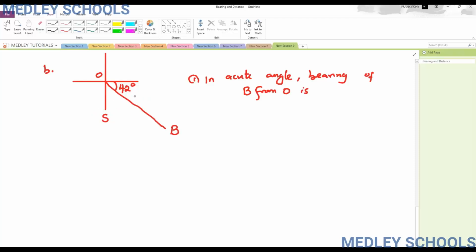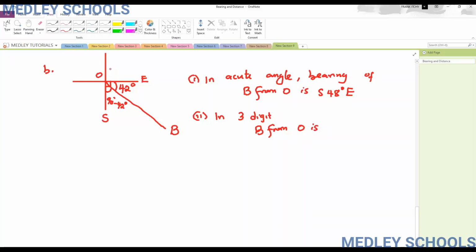Since this is south, this is east, but what we need is this, and we are given this place to be 42 degree. Now remember that this quadrant is equal to 90. That means this place is 90 degree minus 42 degree, and when you subtract 42 from 90, we have 48. So we write it as south 48 degrees east.